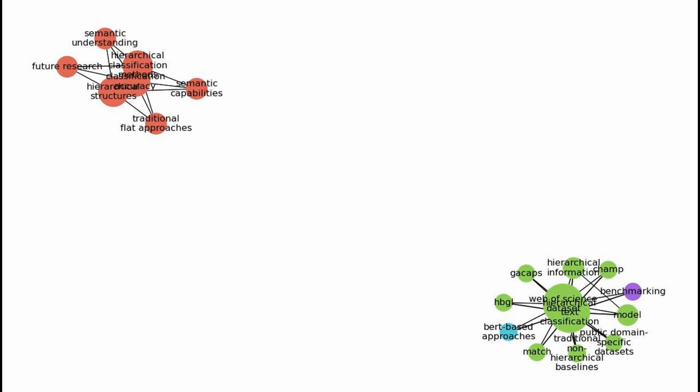As researchers continue to explore and refine hierarchical classification methods, there is potential for developing more sophisticated techniques that can effectively combine hierarchical information with semantic capabilities, leading to even greater improvements in classification tasks.